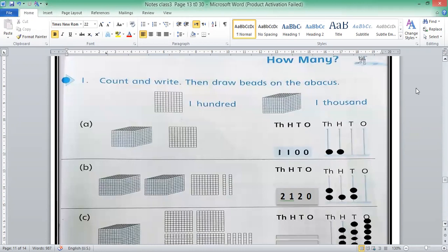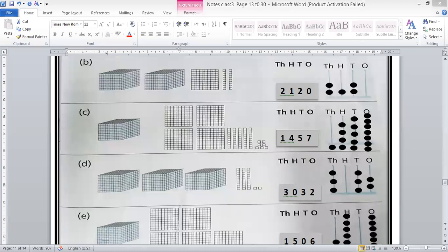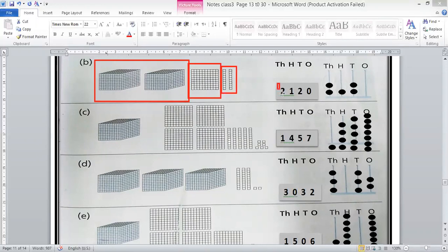Look at part B. How many thousands here? Inside the red rectangle, there are two thousands. How many hundreds? One hundred. How many tens? Two tens. And there is no one. So under thousands we write 2, under hundreds we write 1, under tens we write 2, and no ones here, therefore we put zero there.